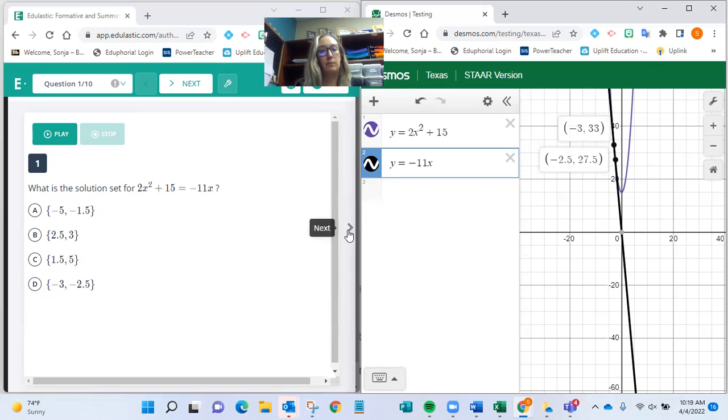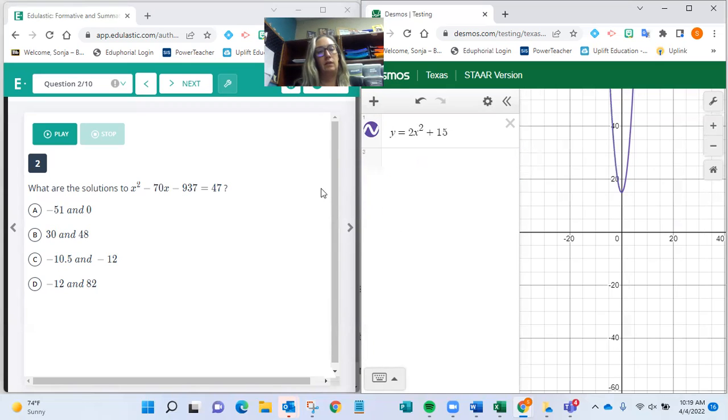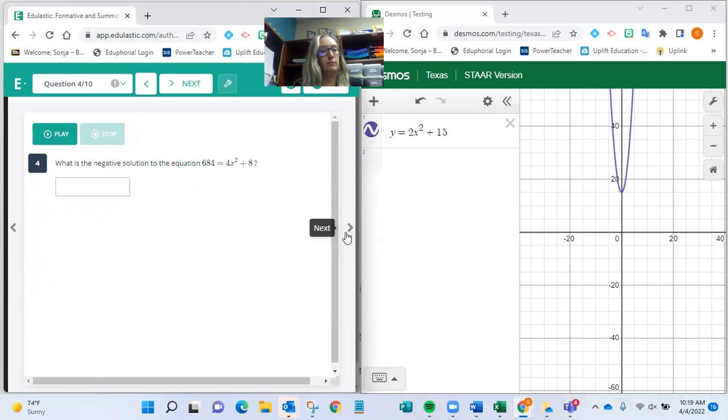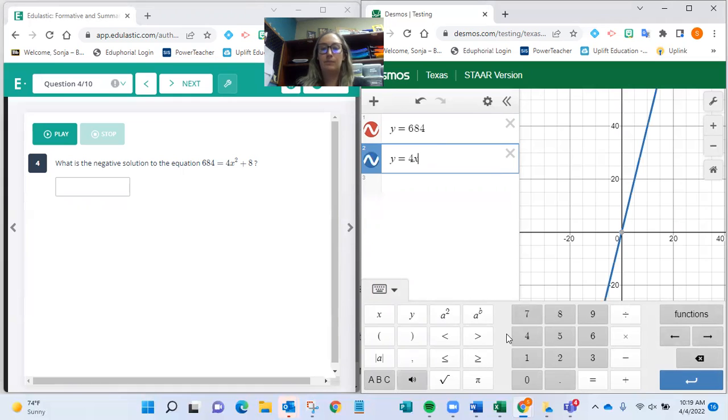I'm going to do one more. Let's do this one. This one says the negative solution of the equation. So for quadratics, again, the one with the little 2 on top, we always are going to have 2 answers, but this time they only want the negative answer. They only are wanting the negative answer.